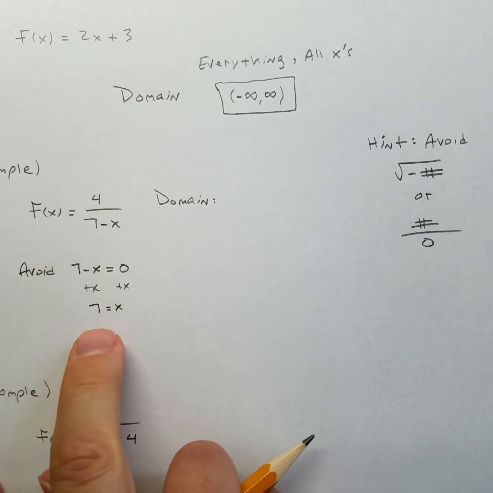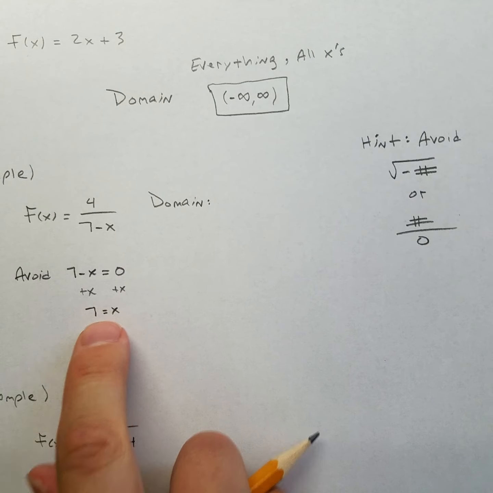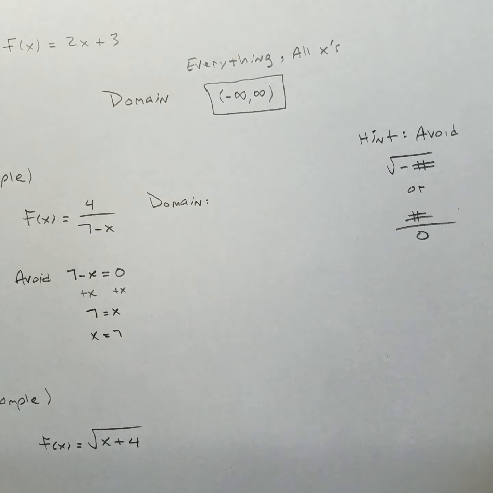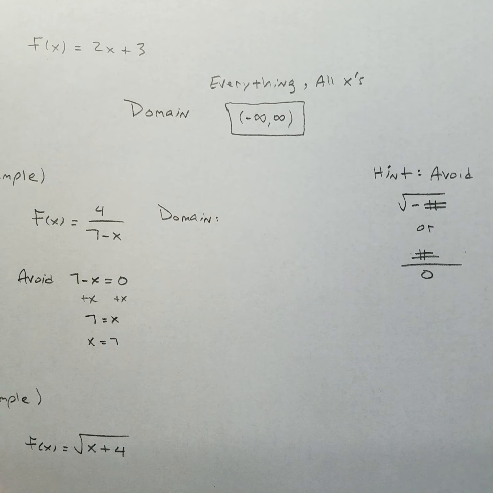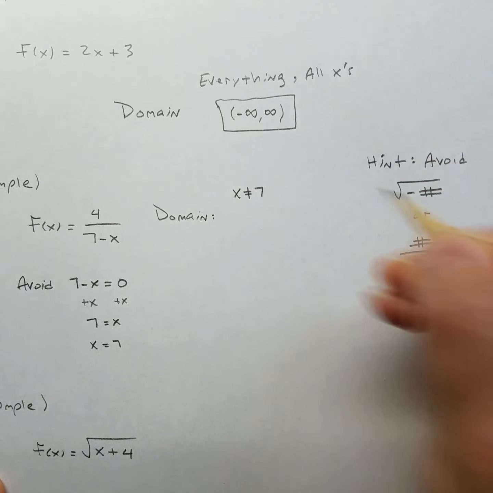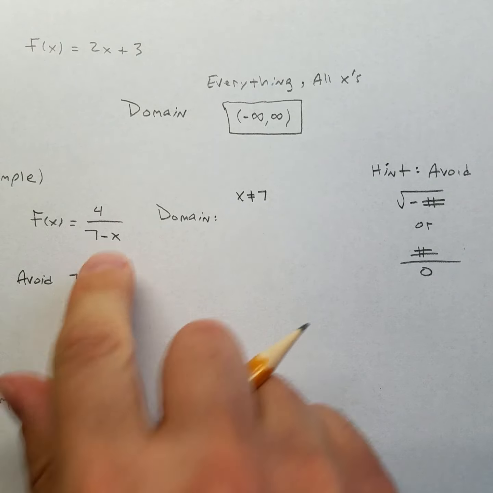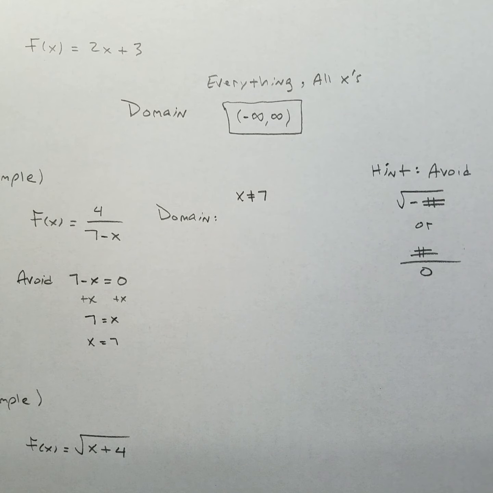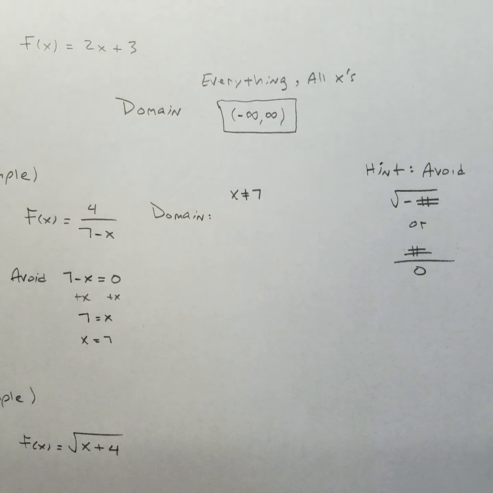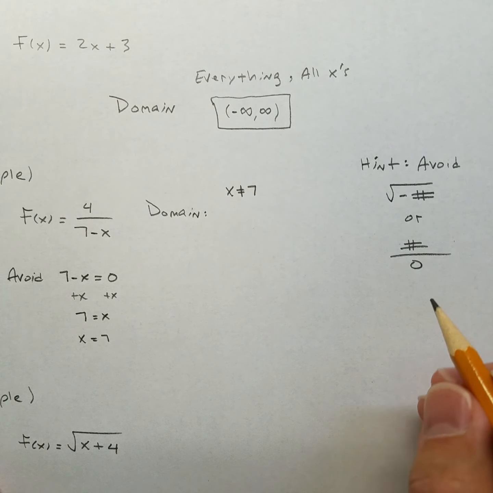So we want to avoid x being 7, or 7 being x. Same thing, however you want to say it. Okay? So that's our answer. We could say the domain was just that x cannot be 7. Anything but 7 is going to work there. All right? Now, maybe you get the idea with that. Okay, and if you're happy with it, fine.